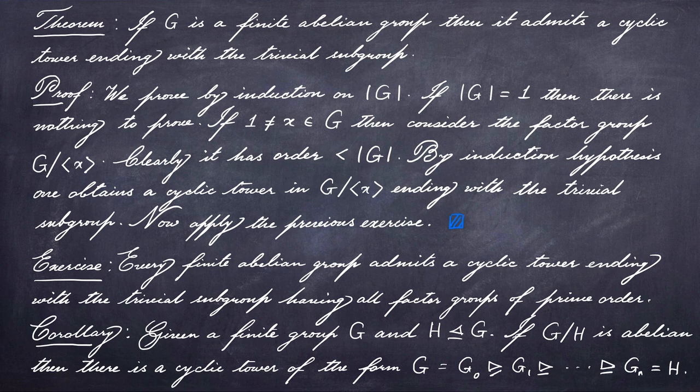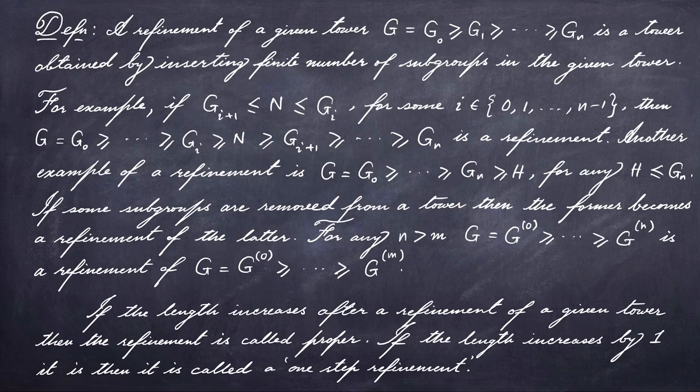So the essence of this exercise is we can further add more and more terms if necessary. We can further enlarge the tower into a cyclic tower, of course, whose factors are of prime order. This is the essence of this exercise. In fact, what I just said, that we enlarge this tower by introducing more terms, is called refinement. So let me make the definition here. For a given tower, a refinement of this tower is obtained by inserting a finite number of subgroups in the given tower. Okay, so let me explain that by example.